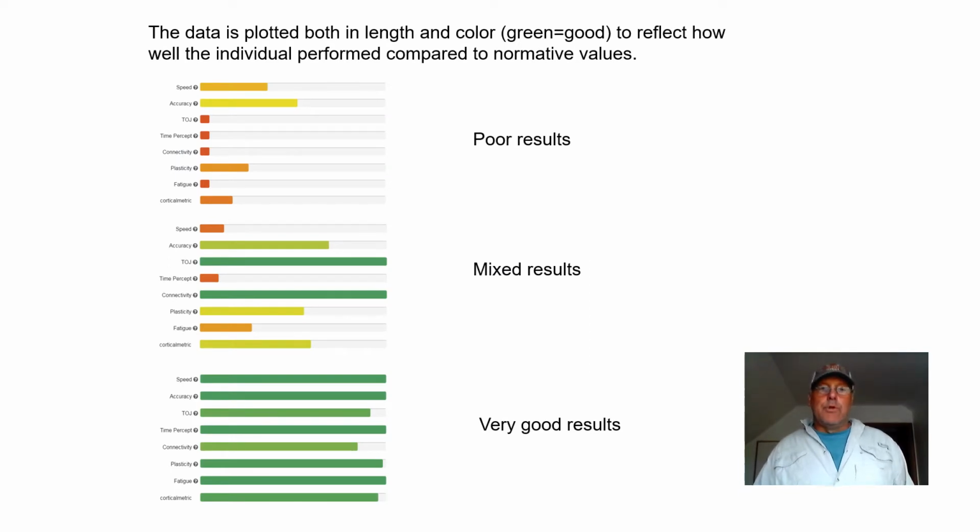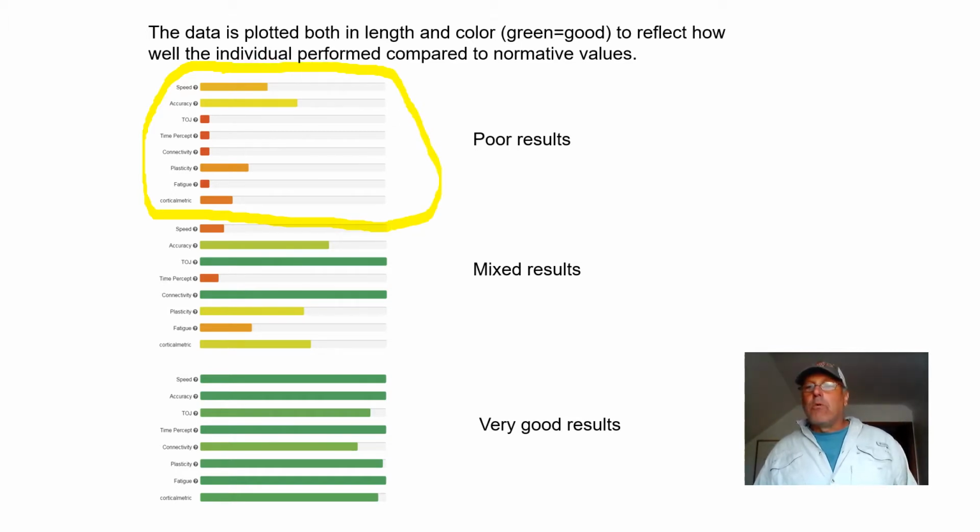So in general, you're going to see some bar charts, and they'll look something like this. This top one indicates poor results, because generally short bars are bad, red is bad, green is good, long bars are good. That's simple. These are scaled from 0 to 100%, and basically 100% puts you right at normative values. 0 means you're pretty far away from the norm.